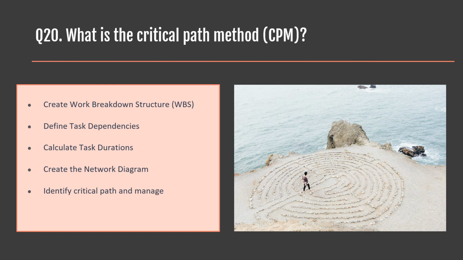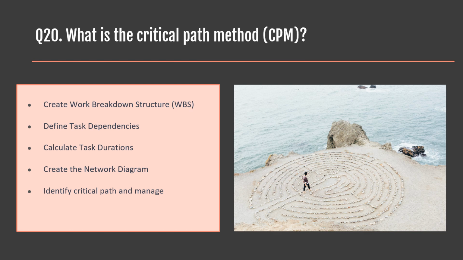Question number 20. What is the critical path method, CPM? The critical path method or CPM is a project management technique used to determine the longest sequence of dependent tasks in a project called the critical path. It helps to identify the minimum time required to complete the entire project and highlights the tasks that must be completed on time to avoid project delays. After creating the work breakdown structure, Mary identified task dependencies like which task must be completed before beginning the other. For example, backend development cannot begin until the UI or UX design is complete.